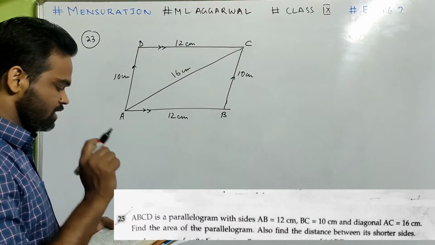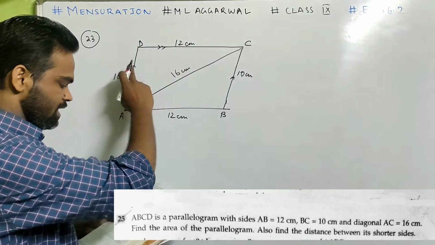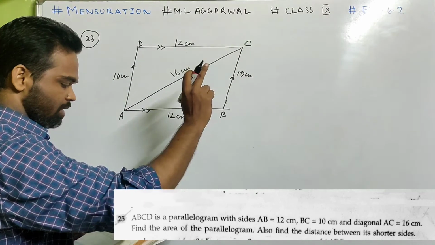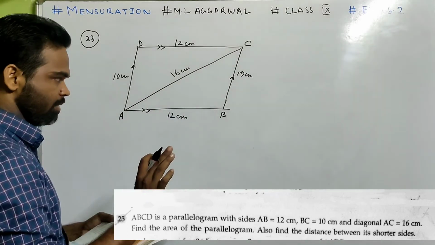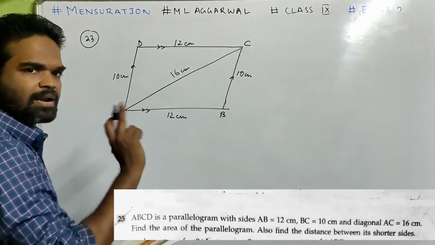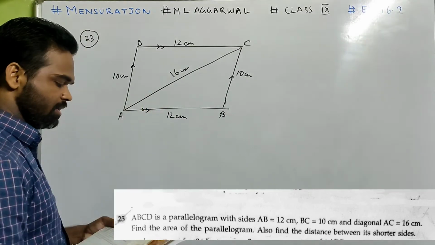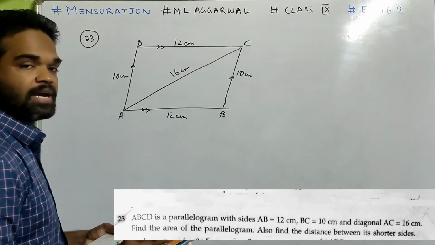Now look at sum number 23. ABCD is a parallelogram with side AB 12 centimeter, BC 10 centimeter, AC 16 centimeter. So the opposite sides are equal and parallel. We know this. Find the area of this parallelogram. Also find the distance between its shorter side.